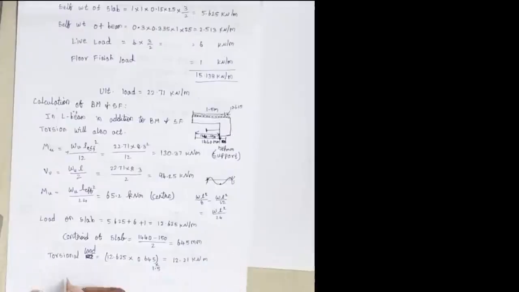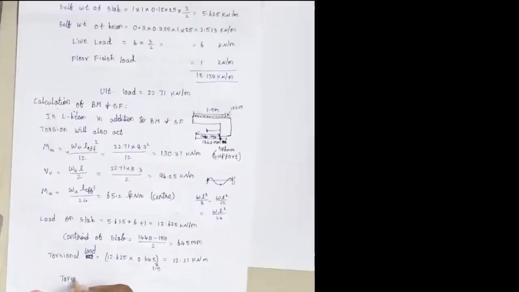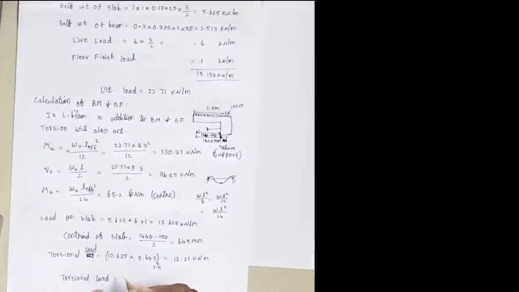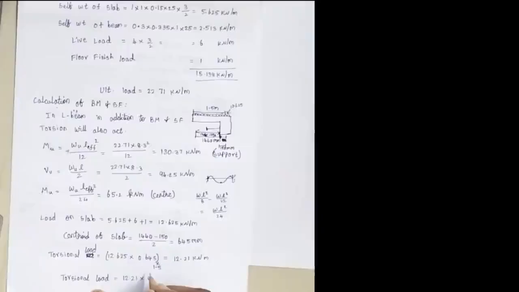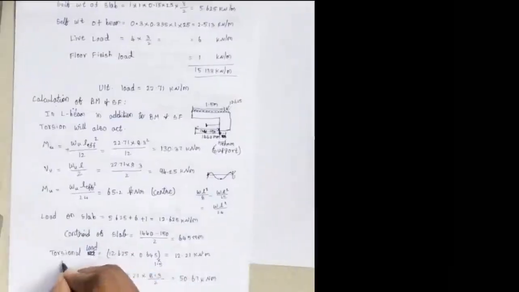Next I need to calculate the torsional moment, which is going to be load into distance. Here I am going to multiply this 12.21 with my distance, that is 8.3 meter. So WL by 2, half of the distance, gives the moment. The value here is 50.67 kilonewton meter. Here we can write this torsional load, or we can write it as torque.